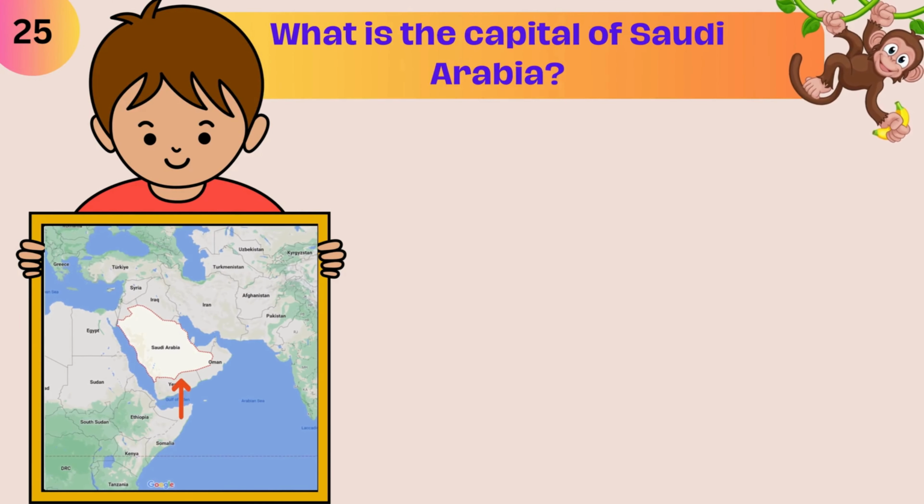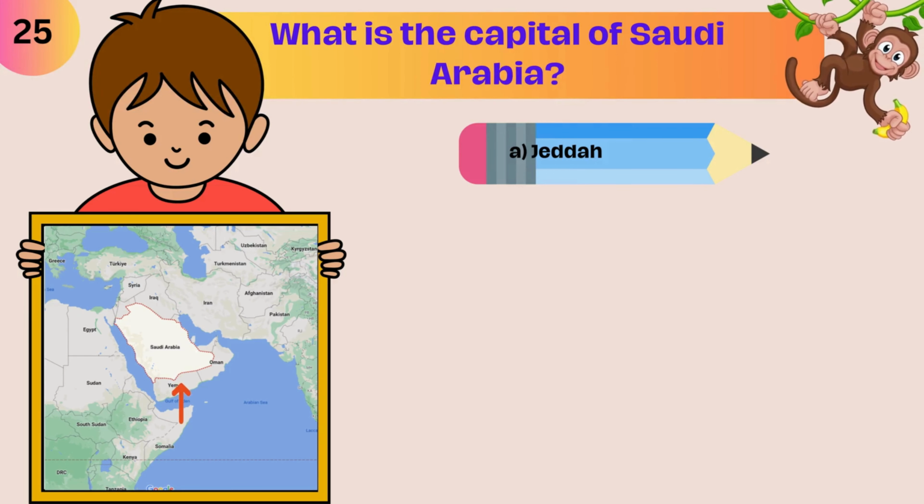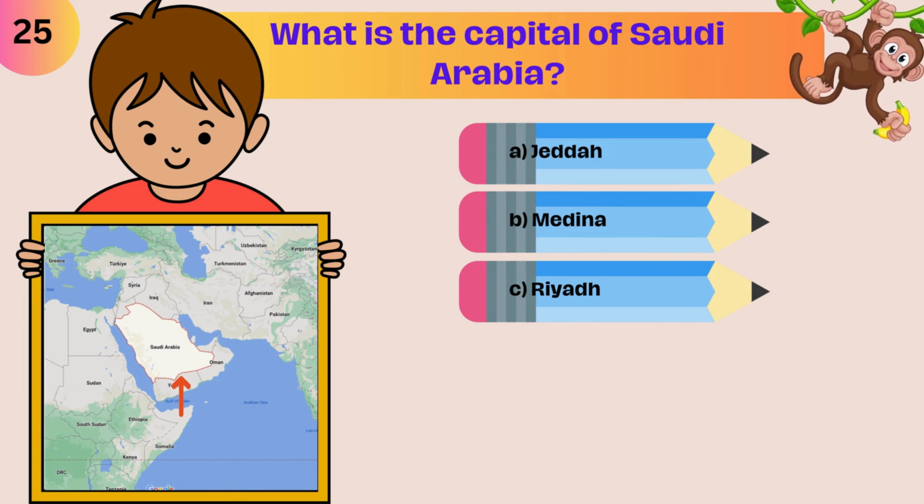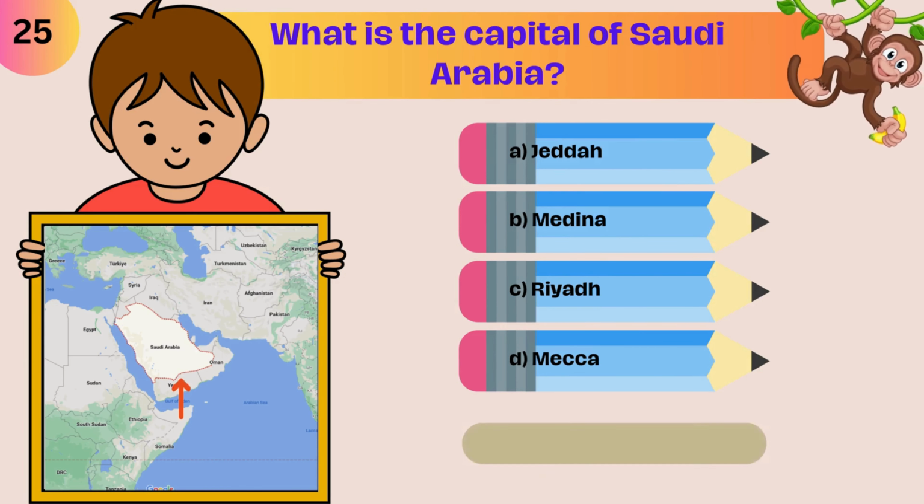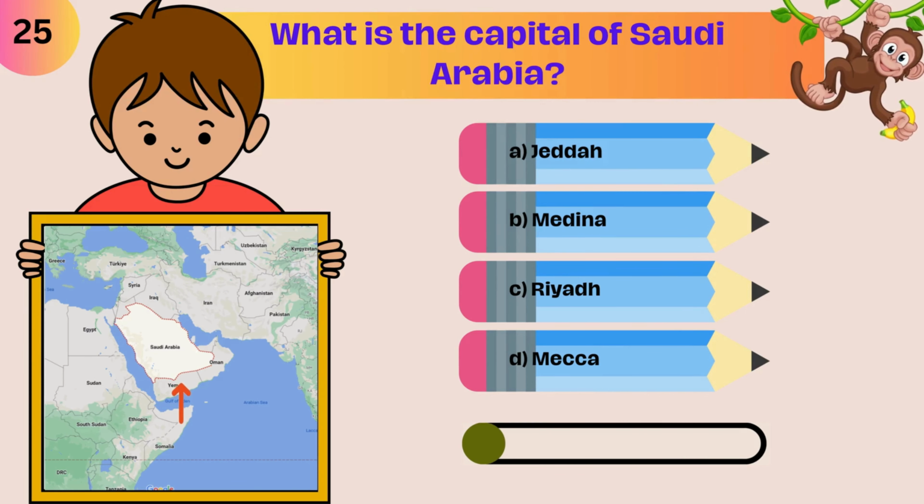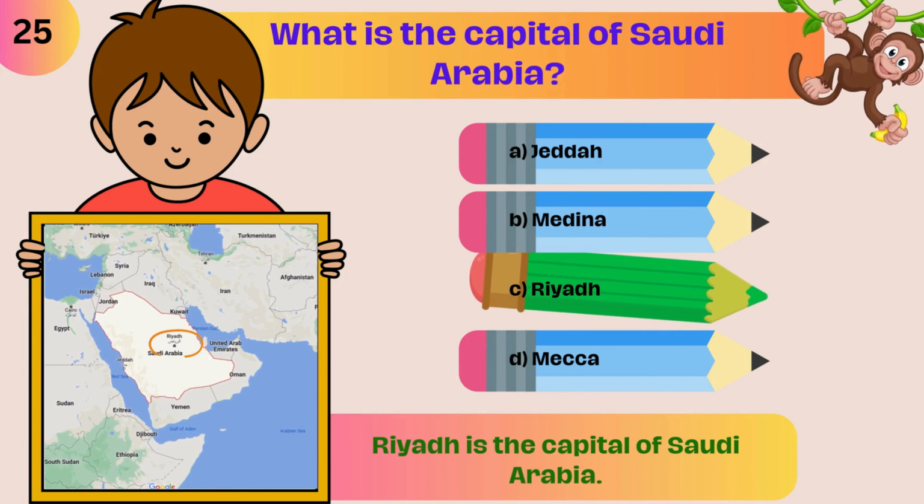What is the capital of Saudi Arabia? A. Jeddah. B. Medina. C. Riyadh. D. Mecca. The right answer is C. Riyadh.